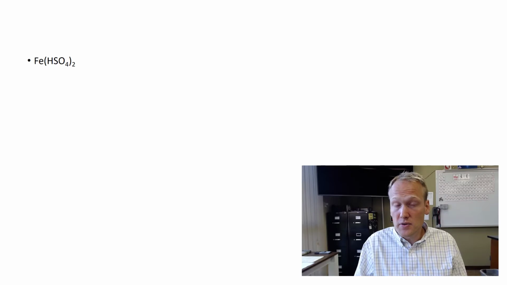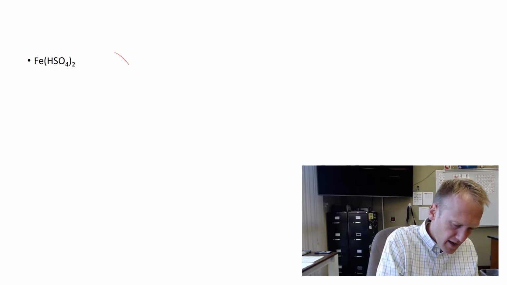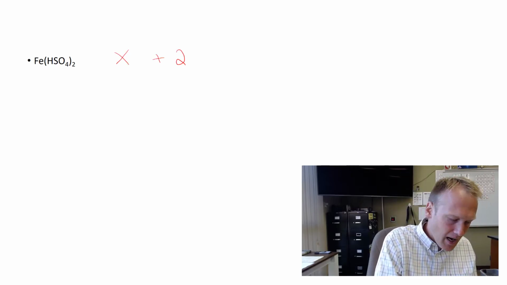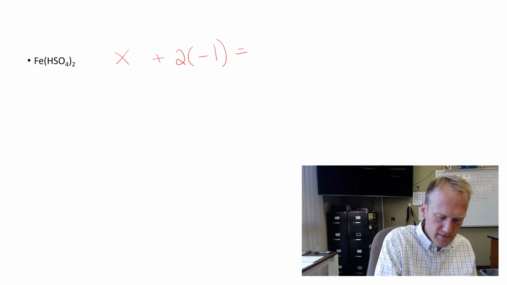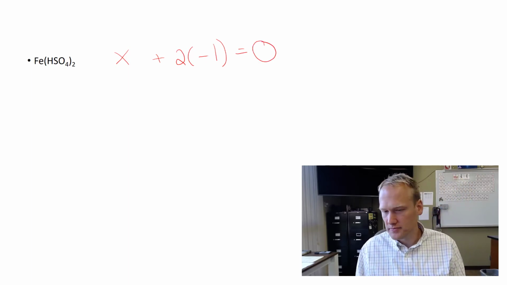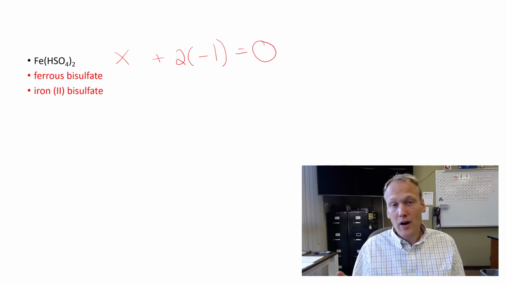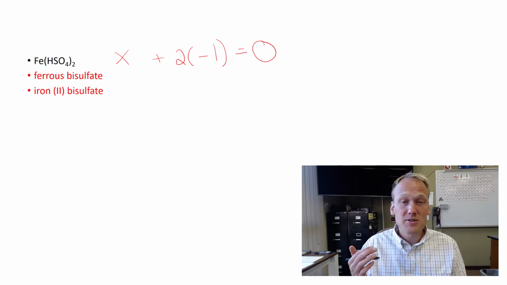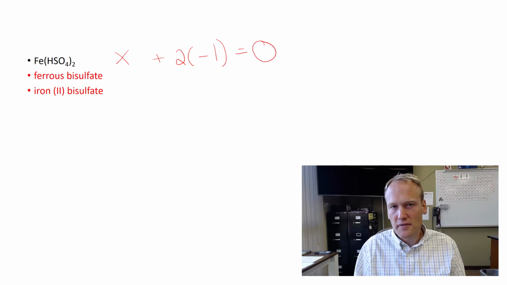Here's another one. We have iron, which could be two different oxidation states. We'll call that X. And then we have two hydrogen sulfates. If you look up the charge of hydrogen sulfate, you will see that it's a -1, meaning that iron has to be a +2. We could call that ferrous or iron 2. You could call this bisulfate or hydrogen sulfate. They're both names for this polyatomic anion.